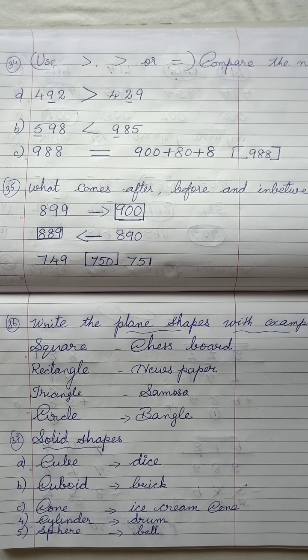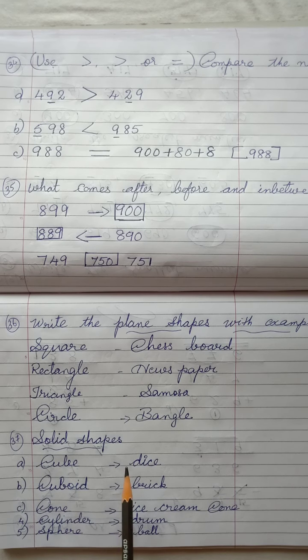Next one is write the plane shape with examples. Which are the plane shapes? Square, rectangle, triangle and circle. You have to study the spellings and the examples also. Square. Example, chessboard. Rectangle. Example, newspaper. Triangle, samosa. Circle, bangle.